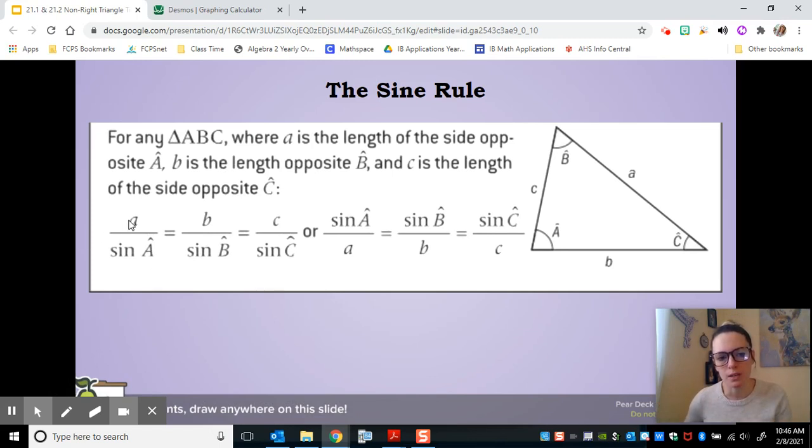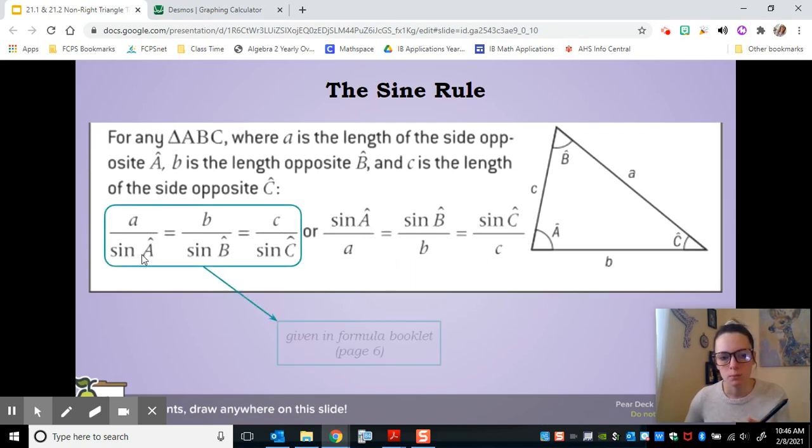One where they have the sides across the top and one where they have the angles across the top. The formula booklet gives you the first option, so just so you know. But if you look at YouTube videos or something, they might show you the other version. They both mean the same thing, it's just flipping it.